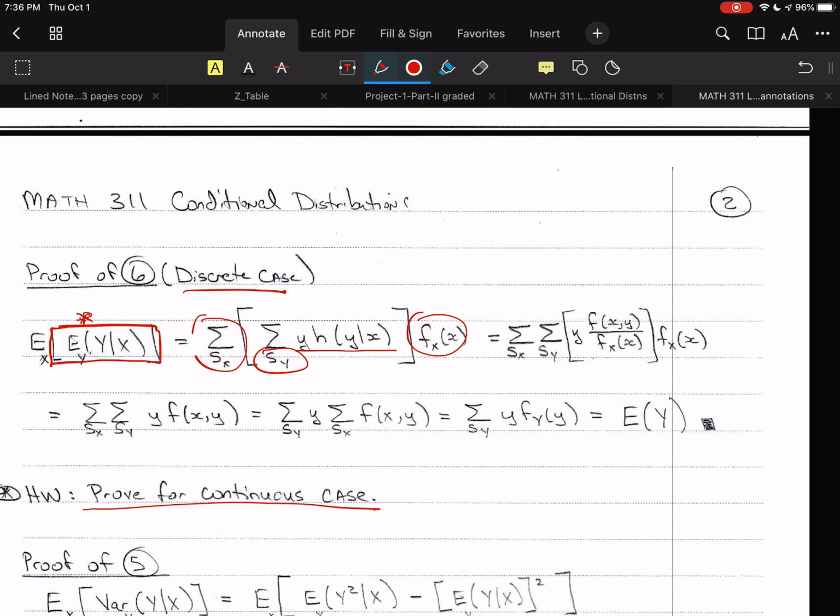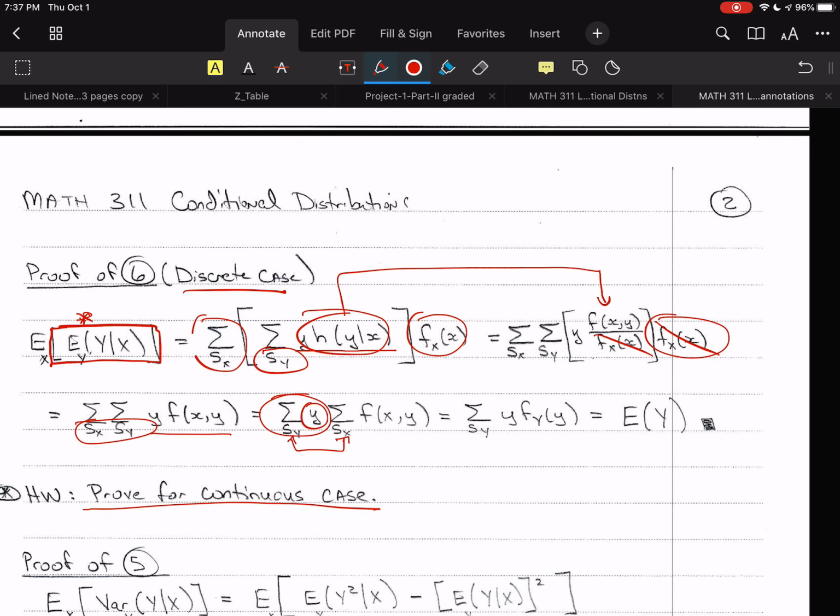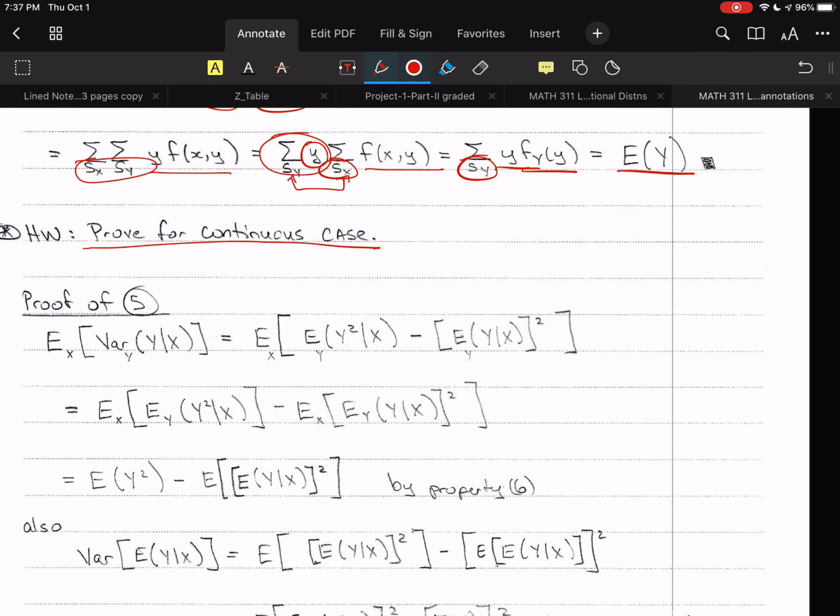And so I'm going to make a substitution using the definition for h of y given x. Instead of h, I'm going to use f. So f of xy over f of x, I could use h, sorry if that confuses you, times f of x. And so this and this cancel, and I end up with y times f of xy summed across x and y. Now I'm going to reverse the order of the summation, which I can do. And then I'm moving the y out here with the sum of y. And then I have the sum of f of xy over x, and that's going to give me the marginal distribution with respect to y. So I have f of y times y. I sum across y, and I get E of y. And that is the proof.